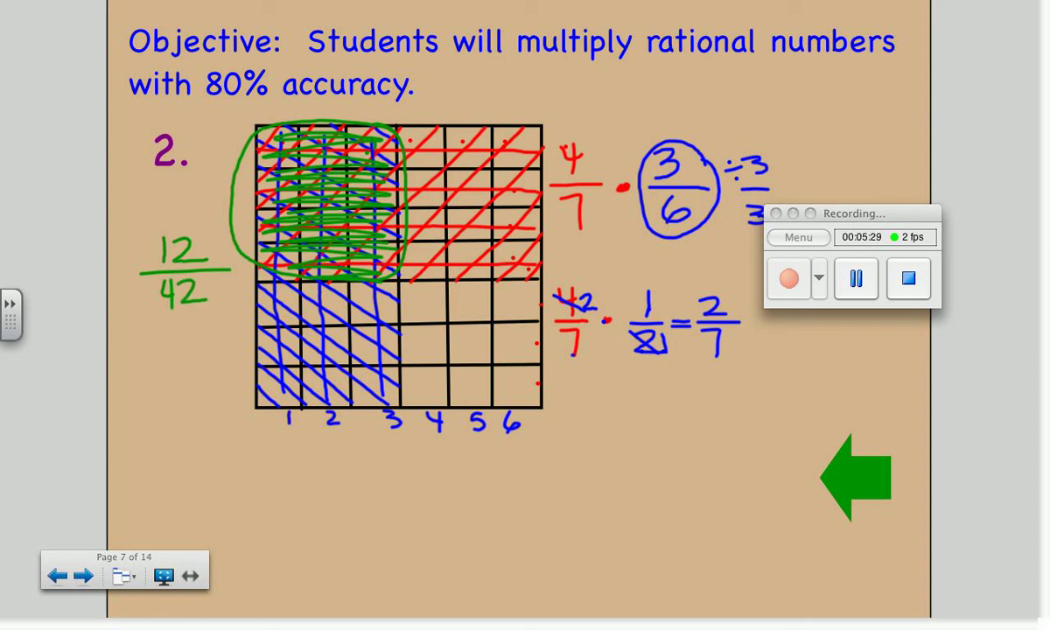Now let's reduce that. I can divide both of these by 3. 12 divided by 3 is 4. 42 divided by 3 is 14. I could divide them both by 2 now. 4 divided by 2 is 2. 14 divided by 2 is 7. 2 sevens. Same answer, 2 sevens.